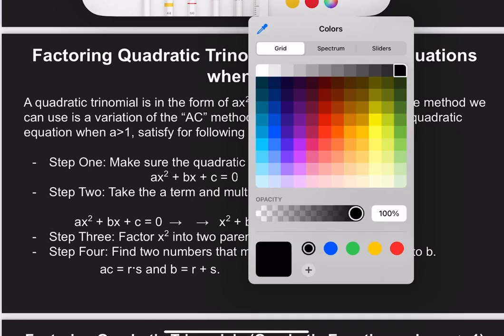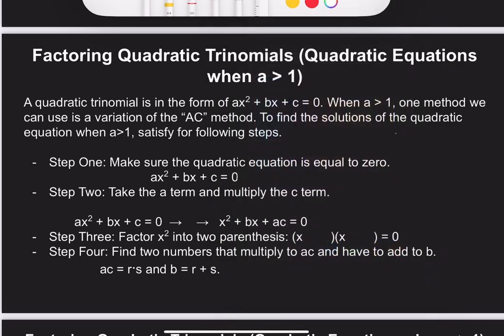And yes, I want to indicate something, that this means greater than, and this symbol the other way means less than. Okay. Step 1, make sure the quadratic equation is equal to 0. And if it's not equal to 0, move everything to the other side so it can be equal to 0.